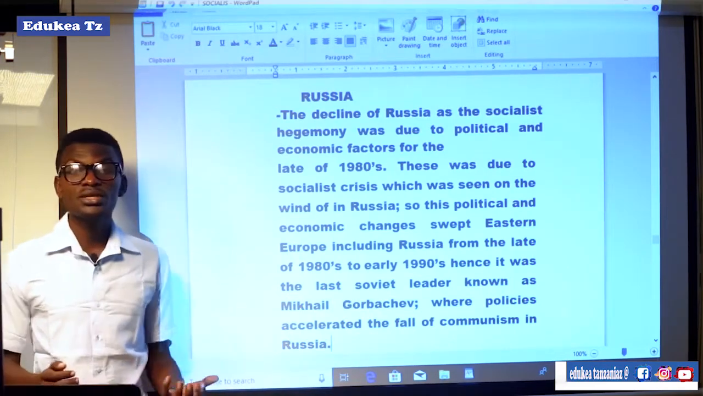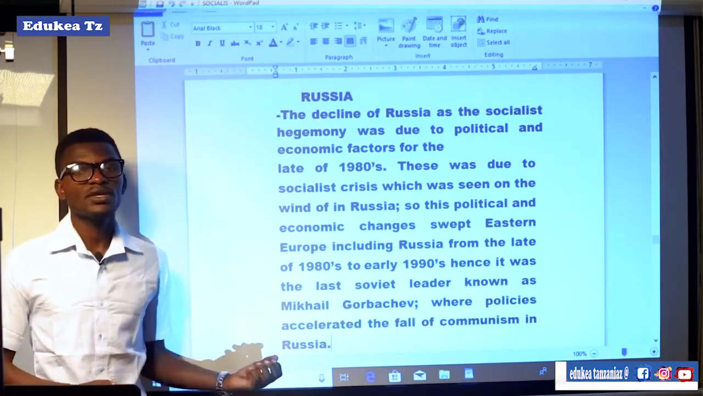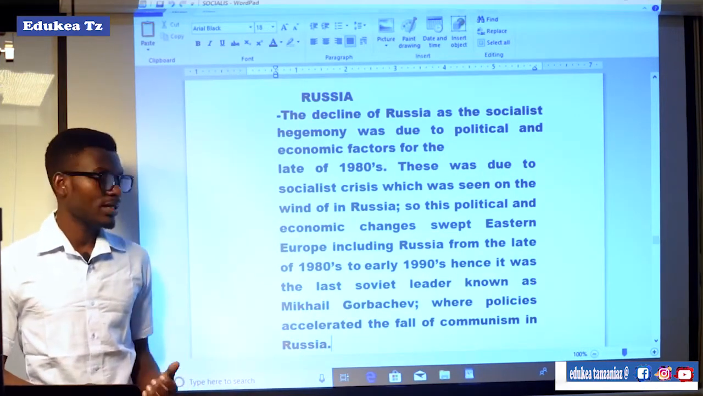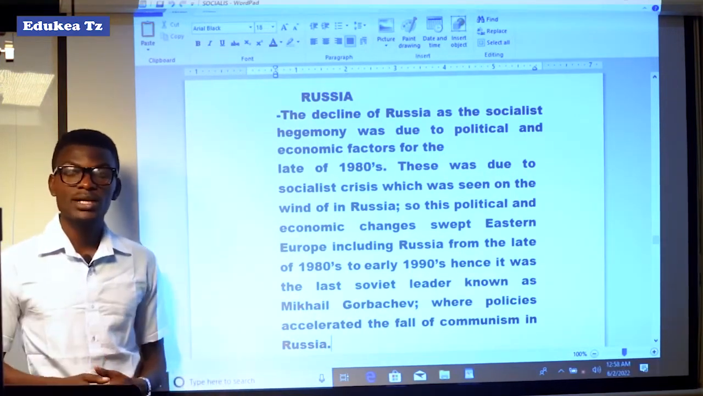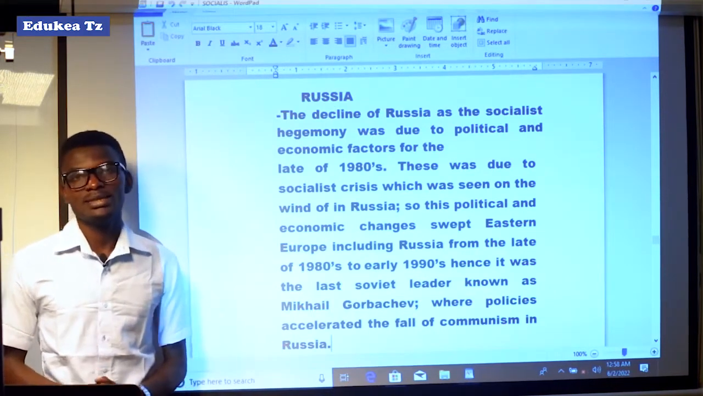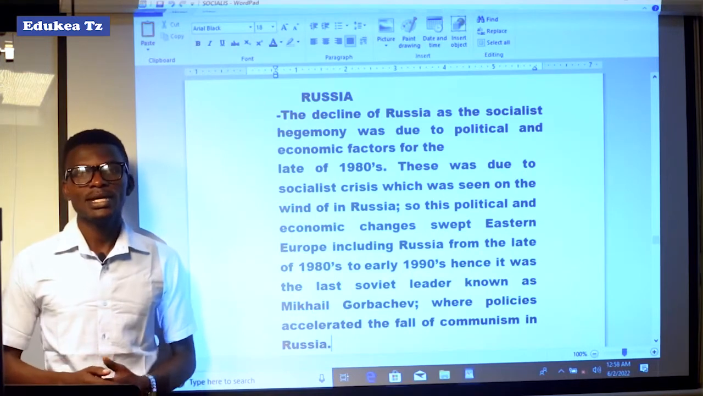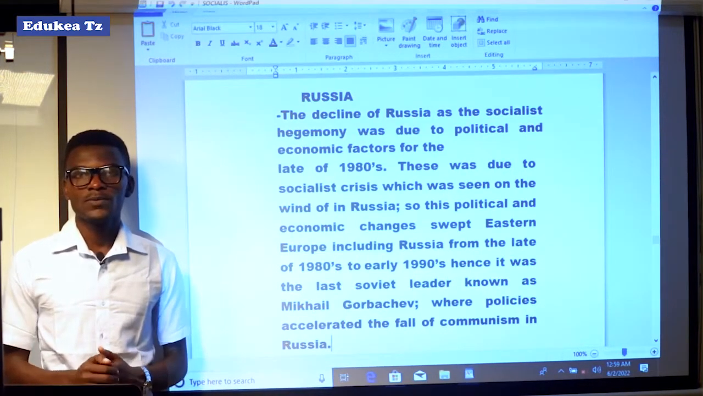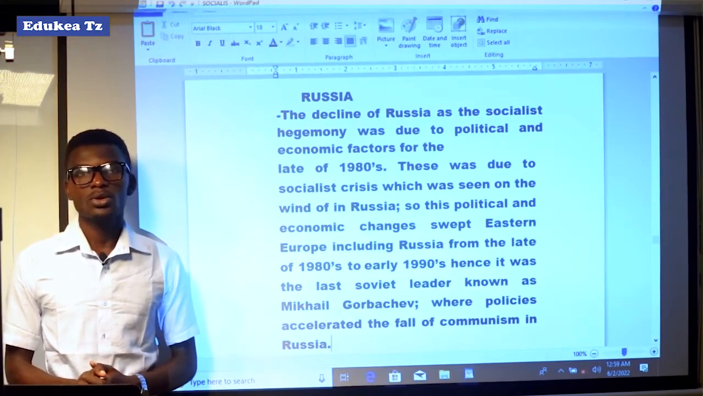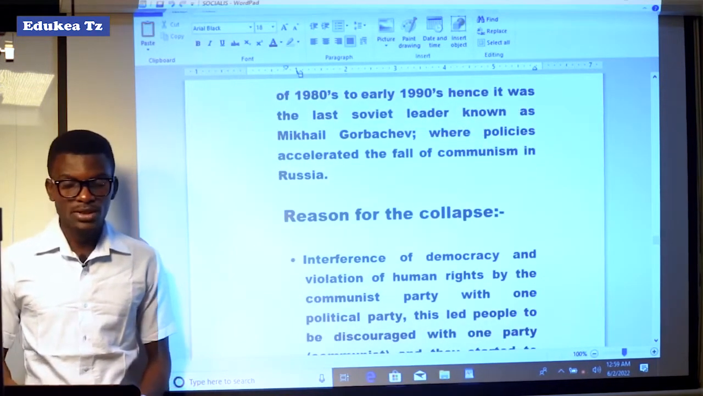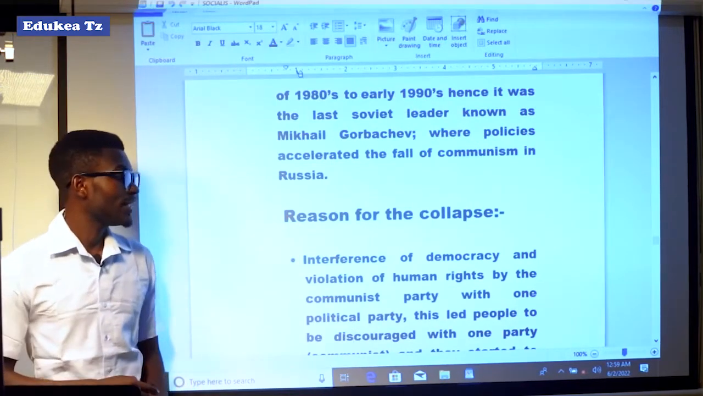And it was during the leadership of the Soviet leader Mikhail Gorbachev, whose policies contributed much to the fall of communism in Russia. Thus, 1990 was the total decline of the USSR, or Russia. So let us see the reasons for the collapse of Russia.